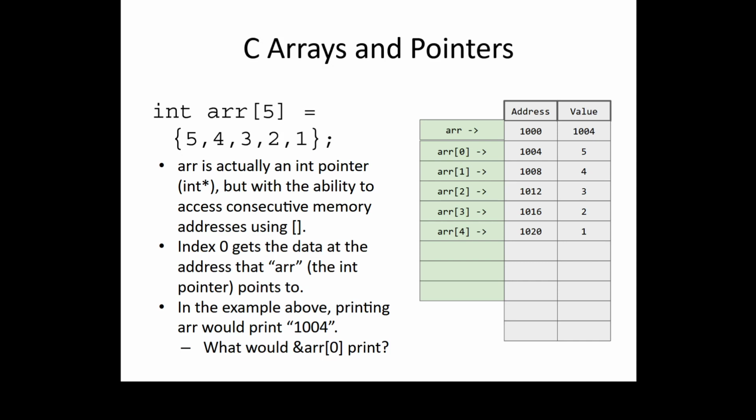So printing arr prints 1004. The address of arr at 0 also prints 1004, because 0 just dereferences to the value, and then ampersand references the address of the value. So we're referencing a dereference. Basically it does nothing. So star arr gets you 5. arr at 0 gets you 5. Both of these end up working. So that's it. That's all there is to arrays. Except there's a couple other interesting points. So let's move along here.